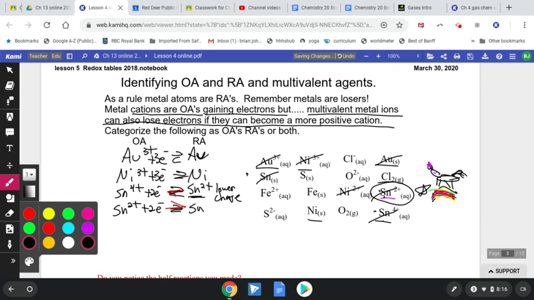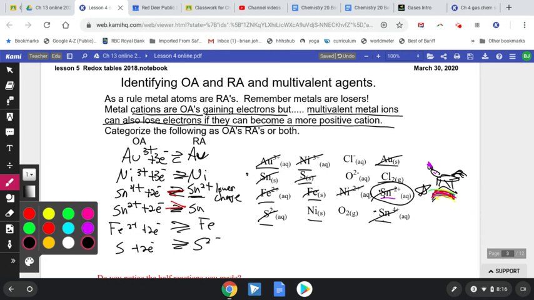If you want to try and do the rest of them, you can pause the video and fill in the rest and then come back and see how you did. Okay, so I've got iron 2+ and iron. So iron 2+ would be my oxidizing agent, gaining 2 electrons to become iron. That one's gone. Okay, sulfur and sulfur 2-. Which one's more positive? Sulfur gains 2 electrons to become sulfur 2-.